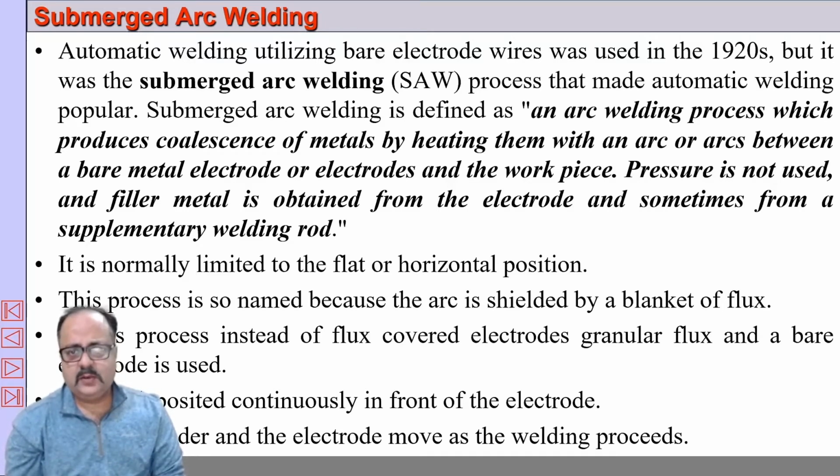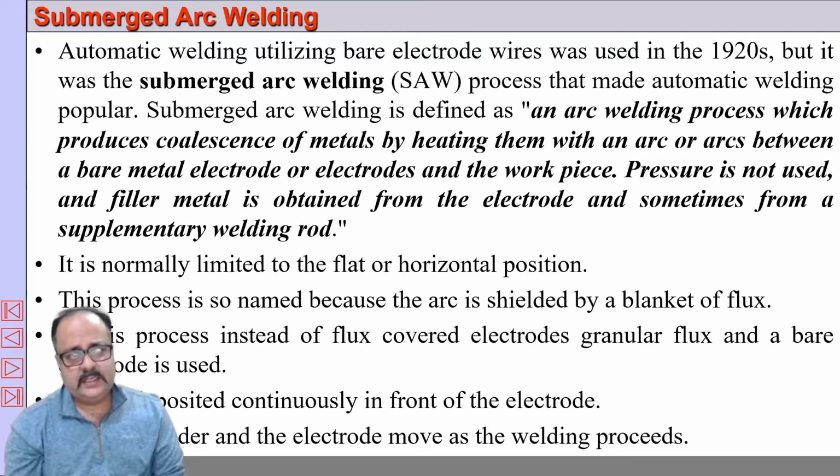Here we do not use a flux shield gas. Filler material is also normally not required, because we are already using a consumable electrode, but sometimes it may be given separately if you want to add additional material. But one of the major limitations of this welding is that it is limited to flat and horizontal position because of the nature of the welding process. Why it is called submerged arc welding, we'll be discussing in the next slide.